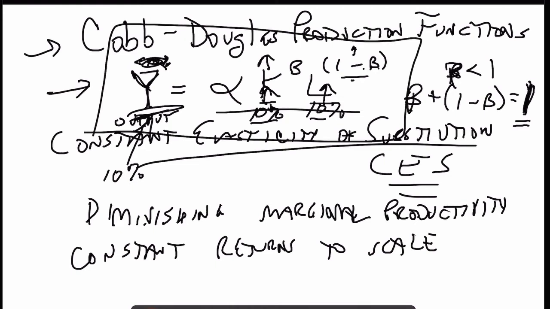There's another beautiful thing that goes with this. Let's generalize this. Let's suppose that I have a production function with capital to the beta 1 and labor to the beta 2. Okay? And that's my production function.